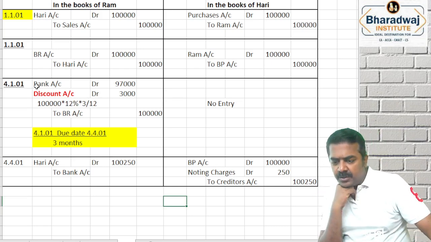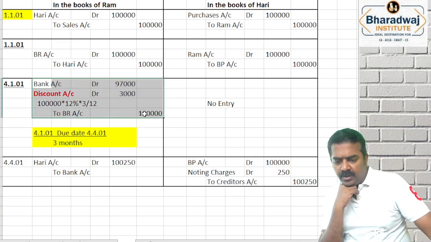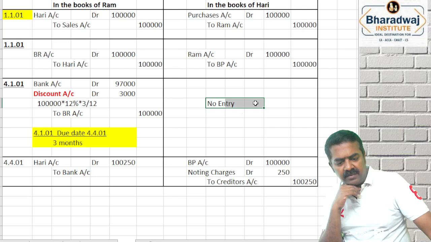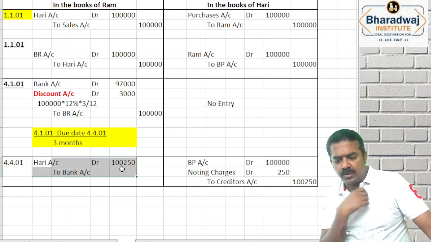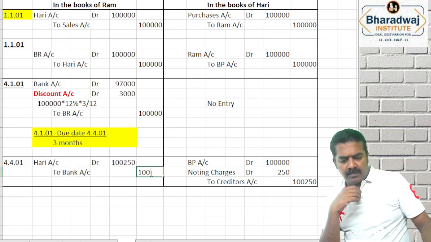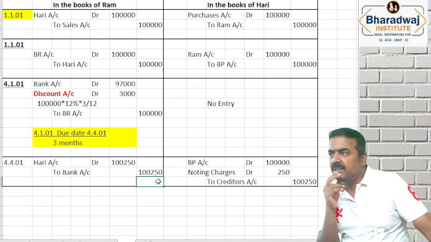So when bills are discounted, bank account debtor, discount account debtor to bills receivable; second party will not pass any entry. When the discounted bill is dishonored, debtors account debtor to bank account.